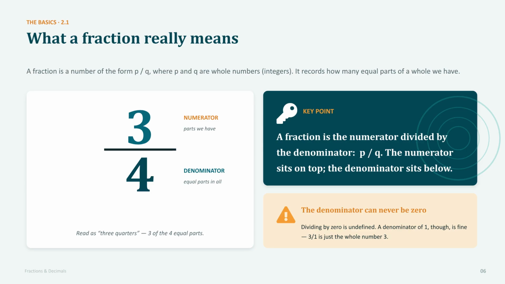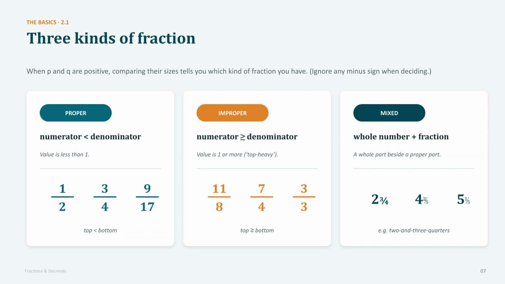A fraction represents parts of a whole. The top number is the numerator, representing how many parts you have, and the bottom is the denominator, showing the total equal parts. Note that the denominator can never be 0. There are three main kinds of fractions. Proper fractions have a smaller numerator than the denominator. Improper fractions have a numerator greater than or equal to the denominator. Mixed fractions combine a whole number with a proper fraction.